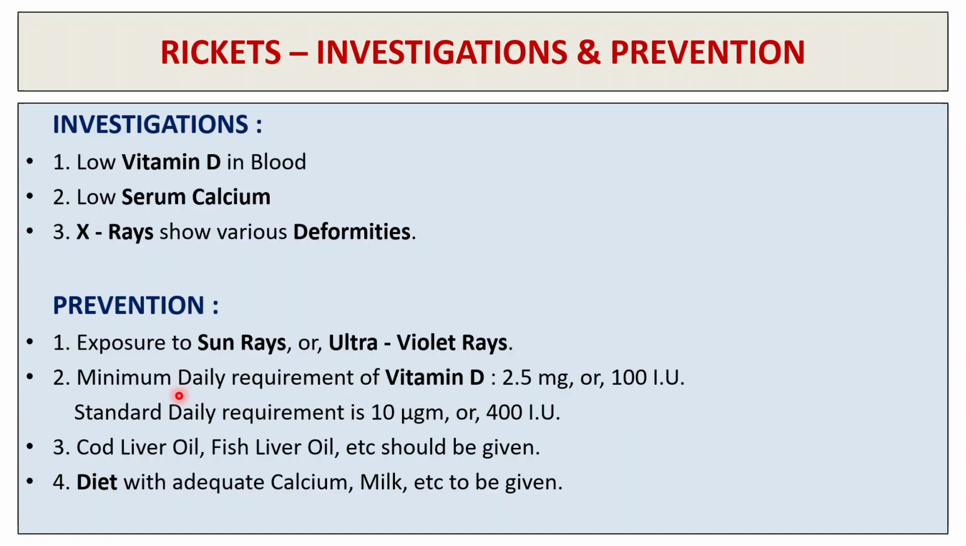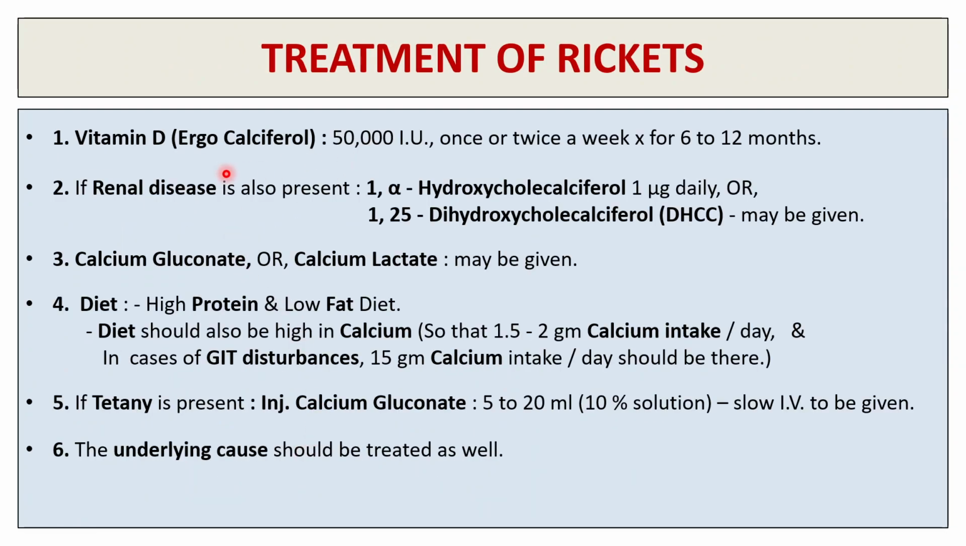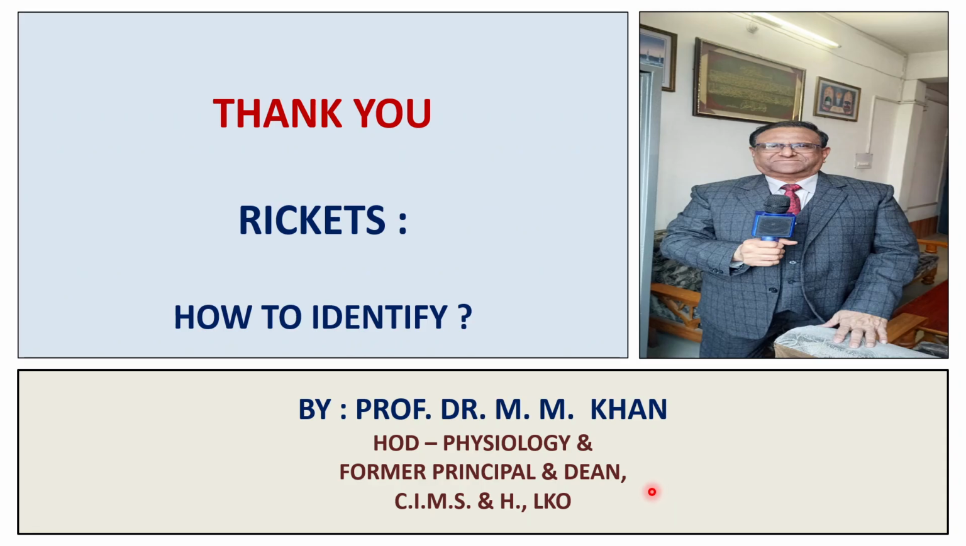Vitamin D कम है, कैल्शियम कम है, प्रिवेंशन सनरेज और डेली रिक्वायरमेंट डाइट का वो होना चाहिए. एंड ट्रीटमेंट इज विटामिन डी आपको देना है, कैल्शियम ग्लूकोनेट दे सकते हैं, 1,25 डायहैड्रोकोलेस्ट्रॉल दे सकते हैं, डाइट अच्छी प्रोटीन फेट होना चाहिए, और इंजेक्शन कैल्शियम ग्लूकोनेट दे सकते हैं, अंडरलाइन काज दे सकते हैं. तो अंडरलाइन काज ट्रीट कर सकते हैं. दिस इज अबाउट द रिकेट्स. इन शॉर्ट यू हैव टू आइडेंटिफाई द रिकेट्स. तो इंपॉर्टेंट साइंस है, ये आपको जरूर याद रखना है. और हाउ कैन यू ट्रीट द रिकेट्स.